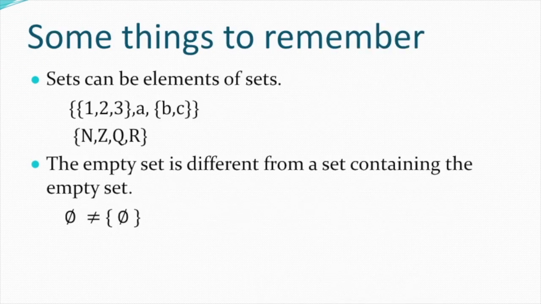So a set can be an element of another set. For example, the set {1, 2, 3} is an element of another larger set where it is also an element along with A and another small subset called {B, C}. And then you have another set with N capital, Z capital, Q capital and R capital, which you can call W. Now the empty set is different from any other set because it contains the empty set phi. And phi is also an element of every other set that exists.